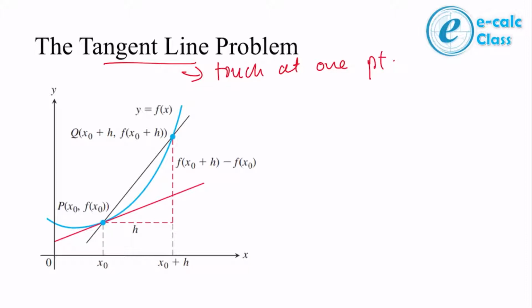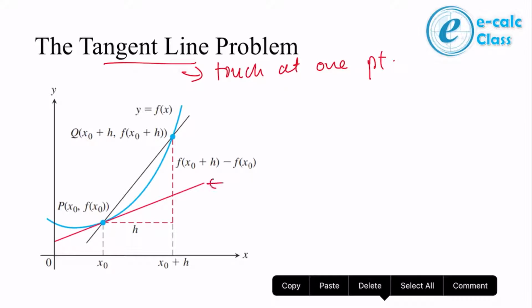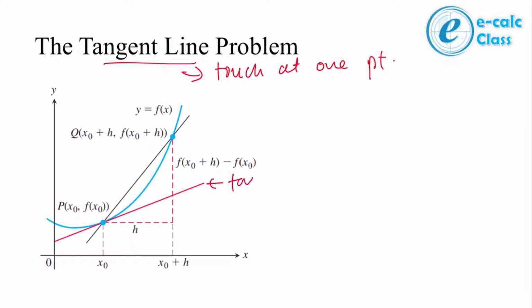In other words, it only intersects the graph of the function, or not necessarily a function, it can just be a curve, at one point. In the diagram here, the one in red is the tangent line, the tangent line to the blue curve. As you can see, they intersect at point P. So what is the problem with this tangent line?